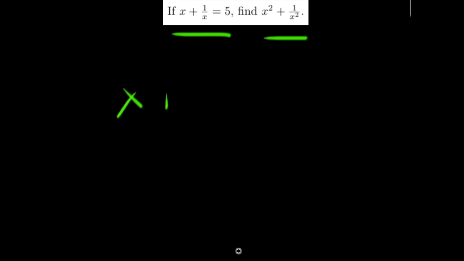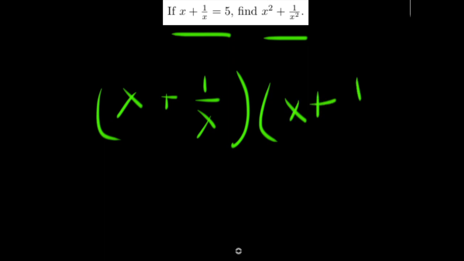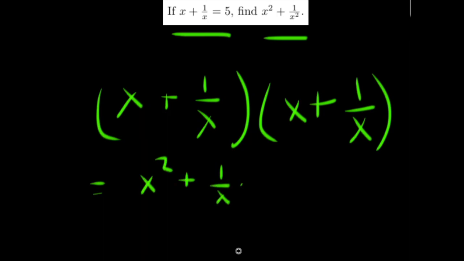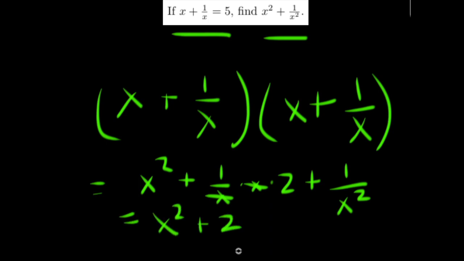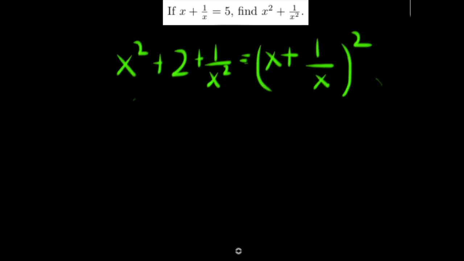Let's do x plus 1 over x times x plus 1 over x. When you expand this out, it becomes x squared plus 1 over x times 2 plus 1 over x squared. The x's will cancel, and then you're left with x squared plus 2 plus 1 over x squared. So I just rewrote that up here. We have x squared plus 2 plus 1 over x squared is equal to x plus 1 over x, the whole thing squared. And it's given to us that x plus 1 over x is equal to 5. So let's go ahead and plug that in.